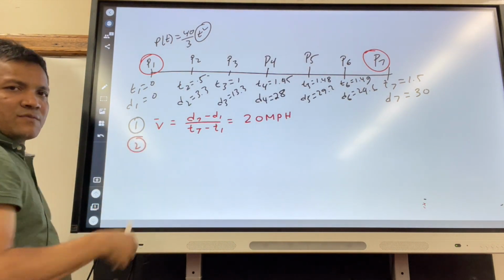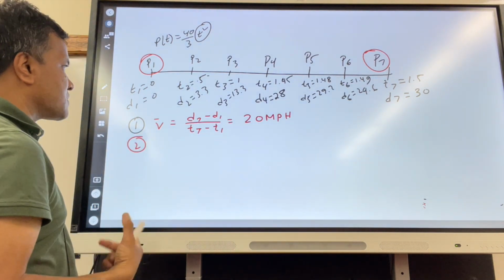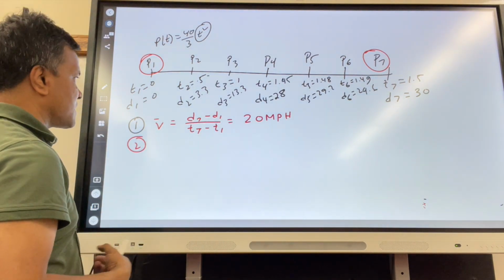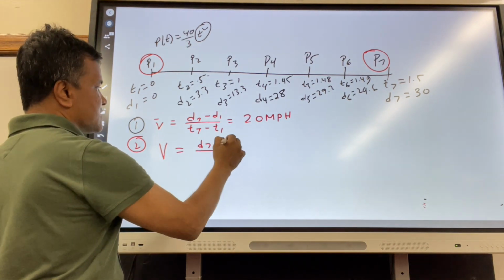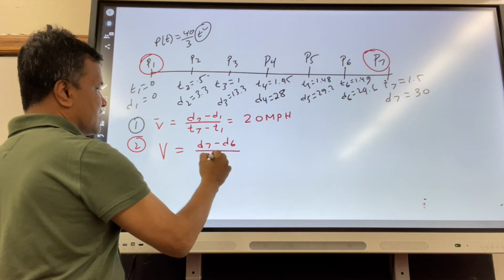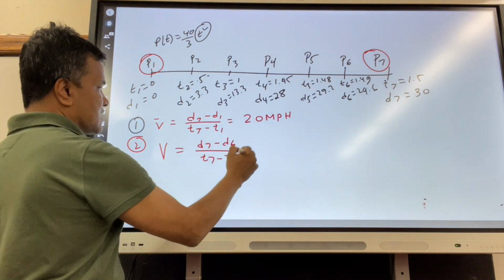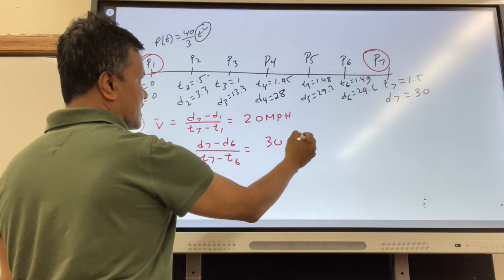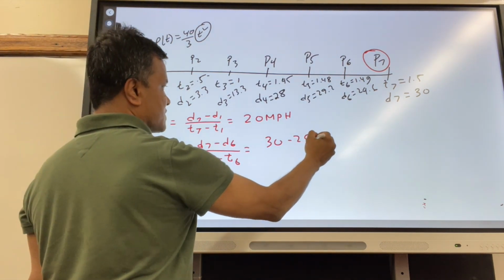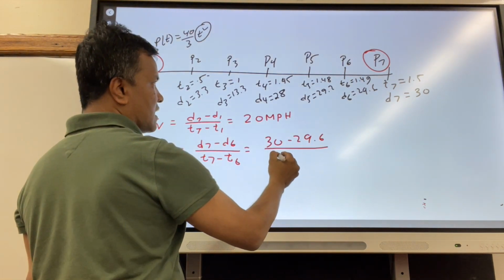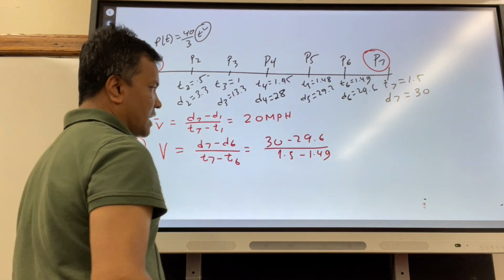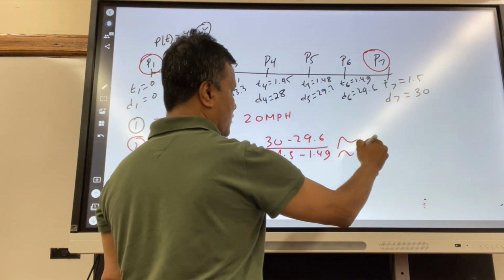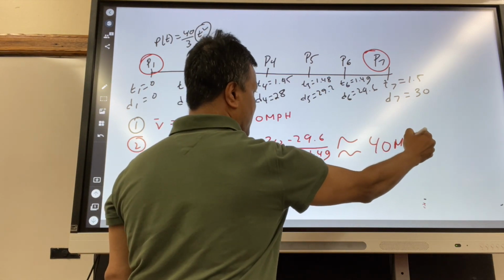Which 2 points will give you the instantaneous velocity? There are 2 ways you can find the instantaneous velocity. One is d7 minus d6 over t7 minus t6. So d7 is 30 and d6 is 29.6, and 1.5 minus 1.49. That gives you almost 40 miles per hour.